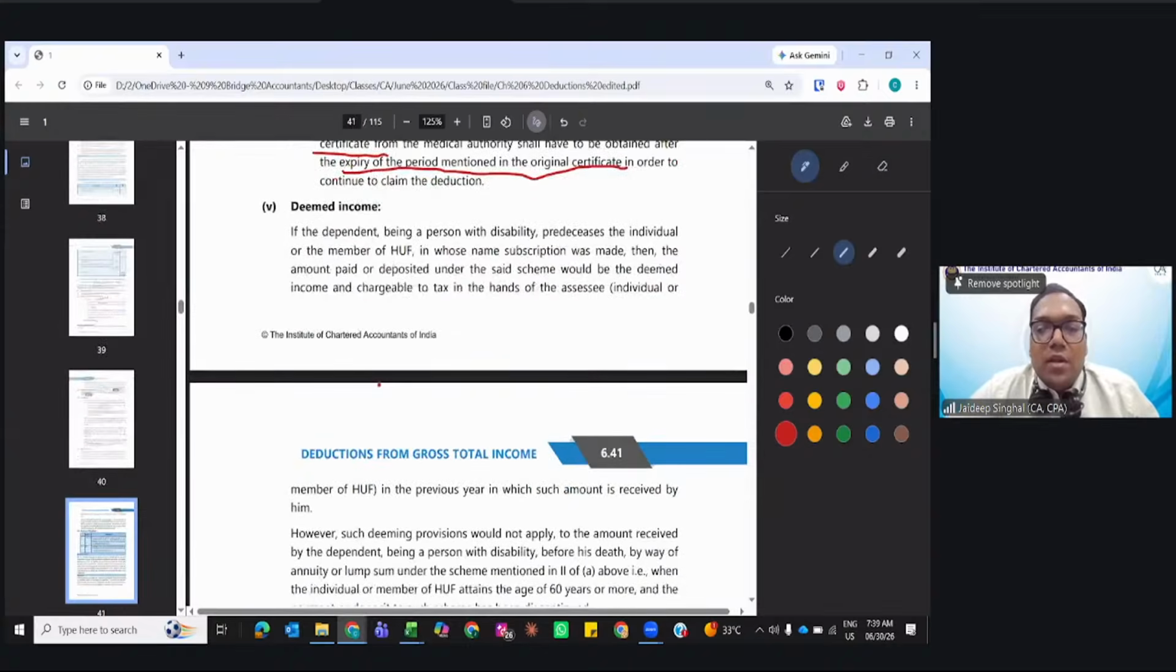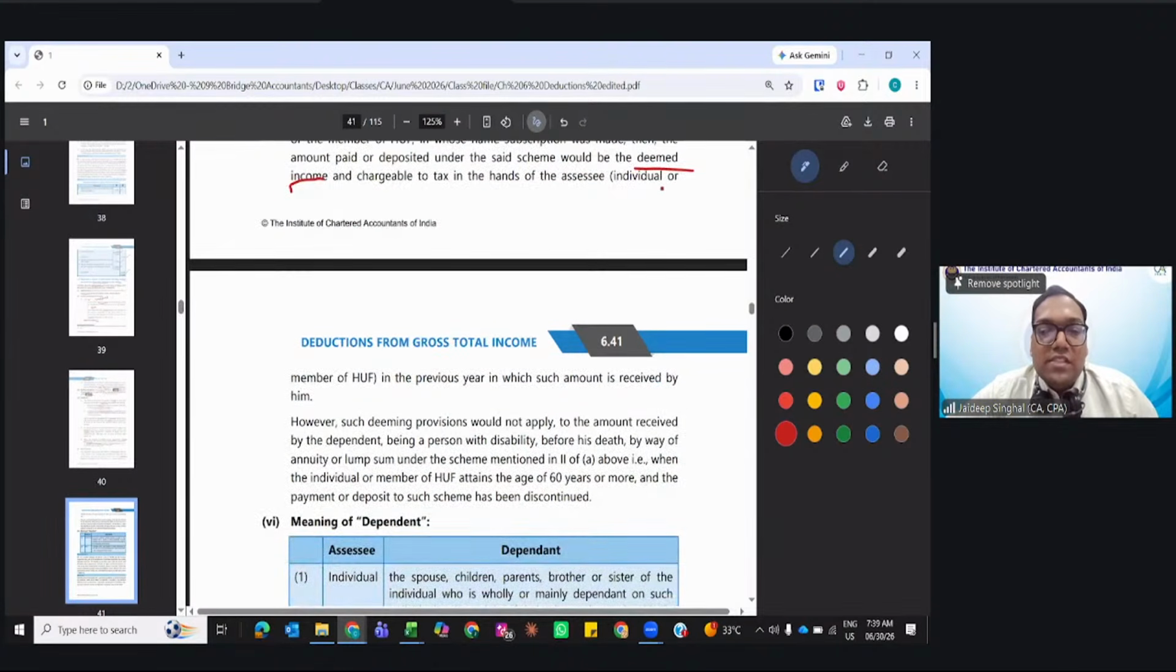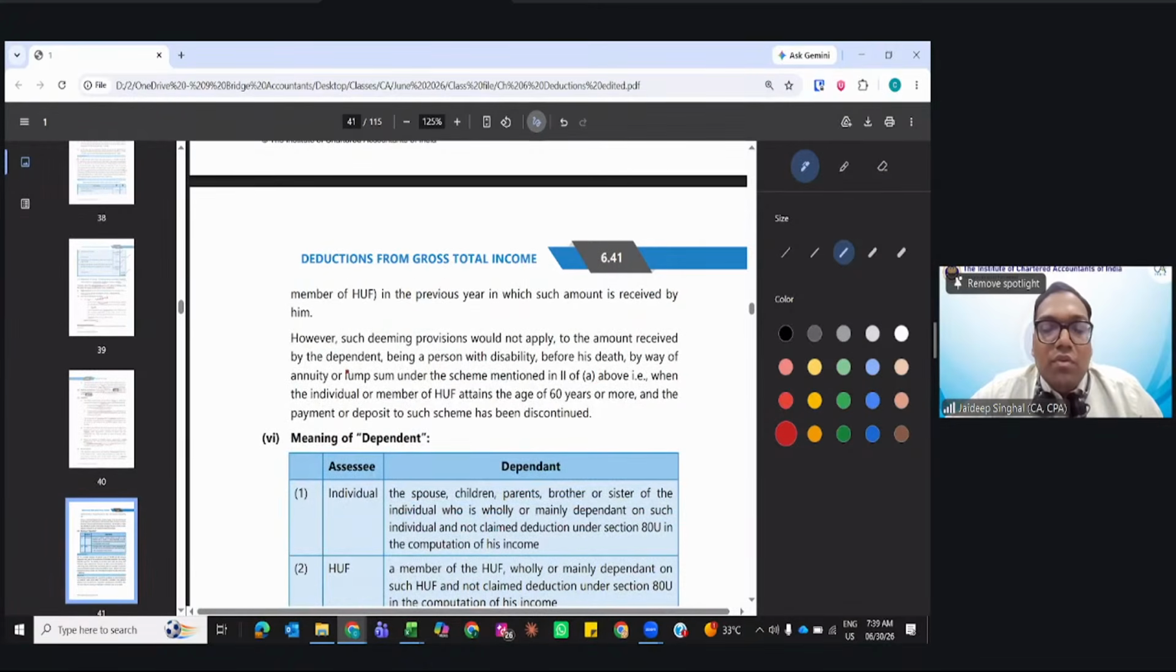Deemed income. If the dependent, being a person with disability, pre-deceases, that is, dies before the individual or the member of HUF in whose name the subscription was made, then is it taxable or non-taxable? If the dependent is dying and the person is receiving the money, it is taxable. The amount paid or deposited under the said scheme would be the deemed income. Whatever money you receive from the insurance company will be taxable and chargeable in the hands of the assessee, individual or member of HUF, in the previous year in which such amount is received. However, such deeming provisions would not apply to the amount received by the dependent.